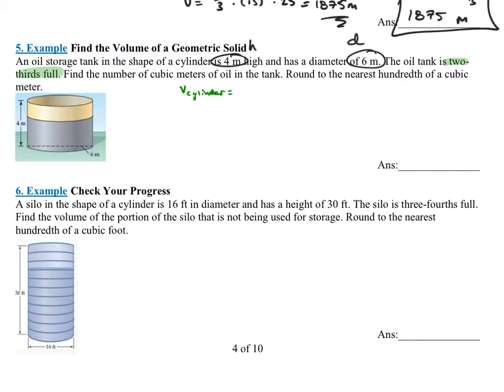So what's the formula for the volume of a cylinder? The volume of a cylinder is pi r squared h. So you need to know that one for sure. Make sure that's in your note card or in your memory.